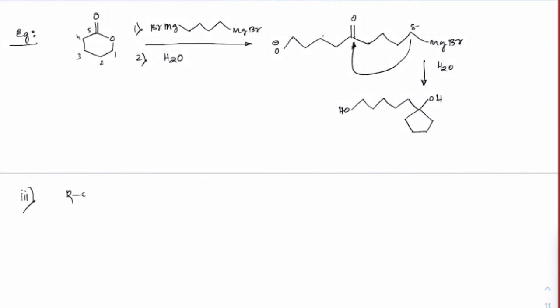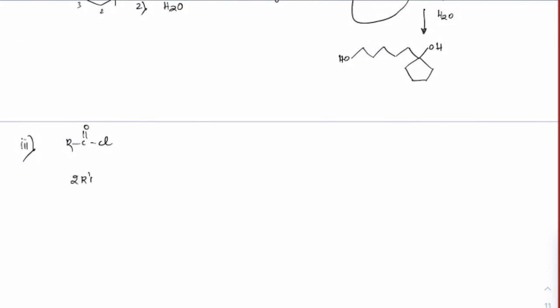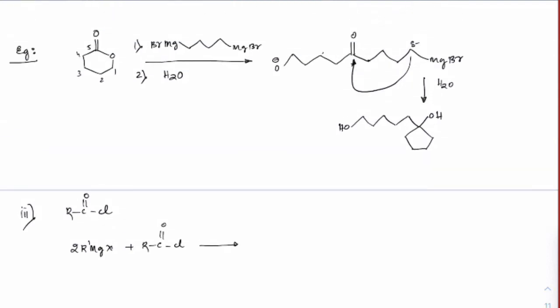Here also we require 2 moles of R dash MgX. If I treat that with R C double bond O Cl, I will get R C O H R dash and R. So again you can see I'll get a tertiary alcohol forming. The mechanism is the same. This time Cl minus will first leave. This is a better leaving group. Got it? And then R minus will attack on it. So that's how the reaction will take place.